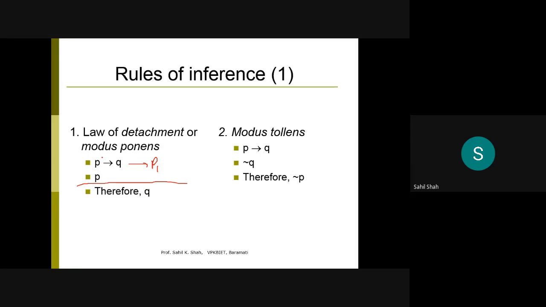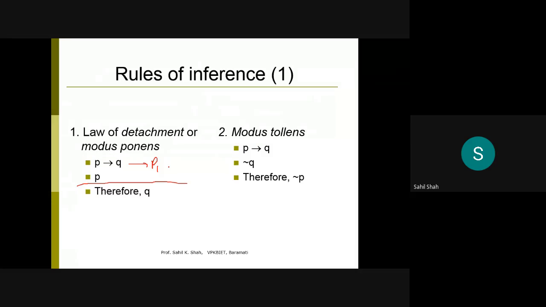Therefore, we can represent the given set of statements in this format, and thereafter, if the statements given in your example match any of these rules or laws, you can directly say, using law of detachment or using modus tollens, etc., the given set of statements is valid.